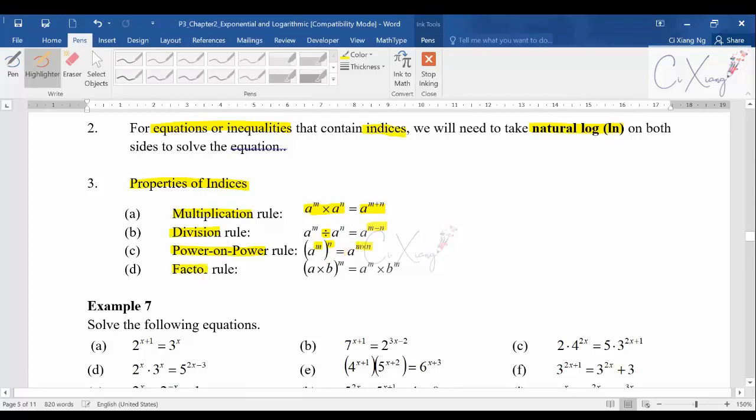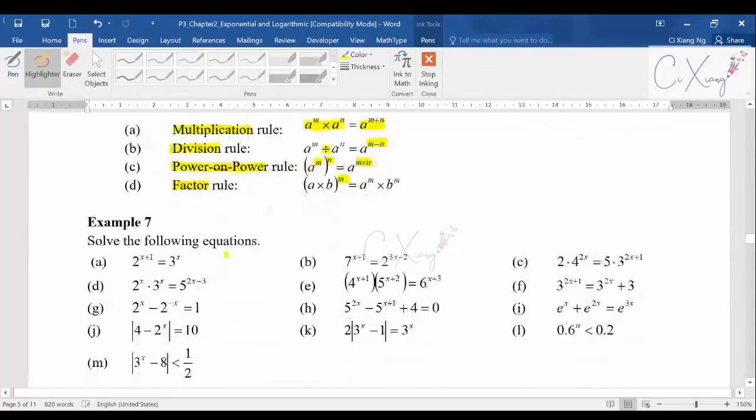This is what you call the power on power rule. After that, we have the factor rule. For the factor rule, when you have a bracket with a power outside, you can multiply the power to both the numbers. All these properties and rules you learned before, so we are not going to discuss them in detail anymore. But generally, for all the equations and inequalities that involve indices, we need to rephrase our equation by using all these properties. Okay, so maybe we can discuss our example 7 now.